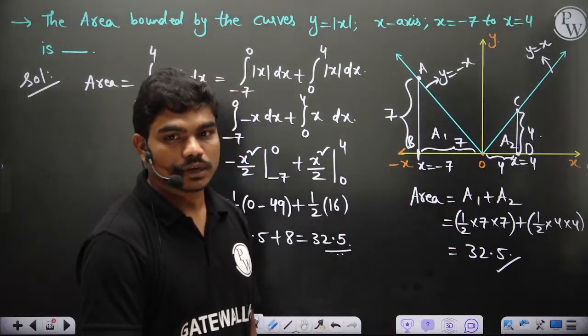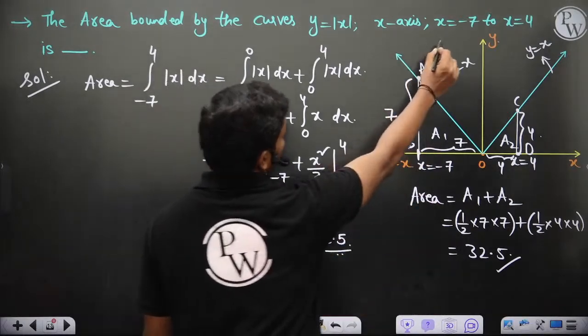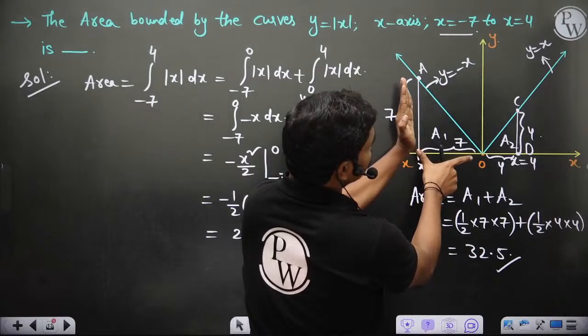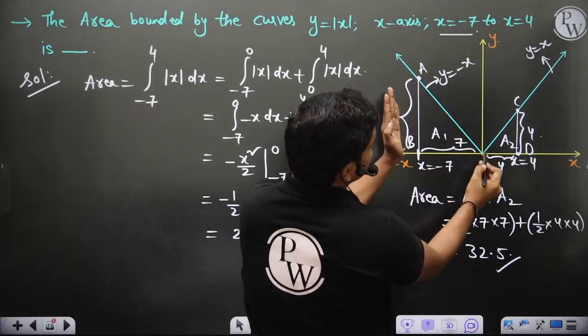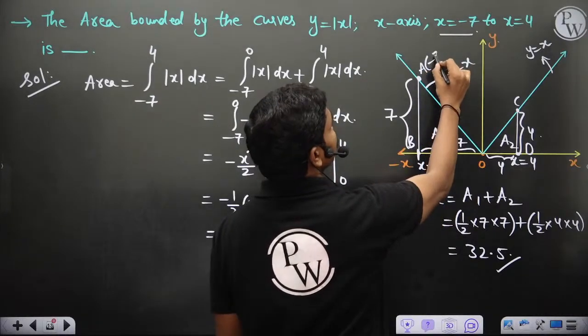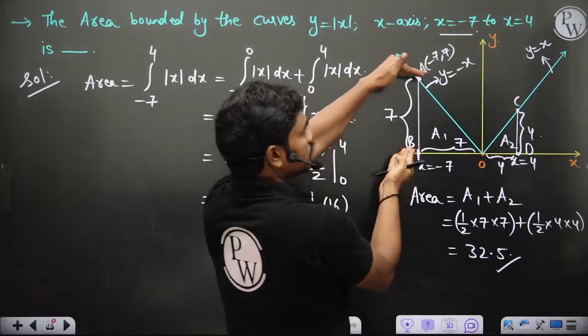So how does 7 come? Because I have given x is equal to minus 7. So the x equal to minus 7 line is this, and this length is 7. Since this is a point on the line y equal to minus x, this point will have the coordinates (-7, 7). So this height is also 7.